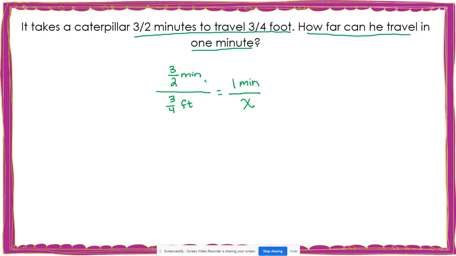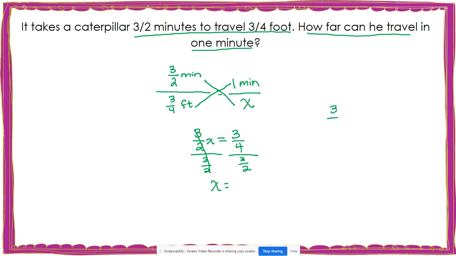So I can cross multiply. 3/2 times x would give me 3/2 x, and then I would make it equal to 1 times 3/4. 1 times 3/4 is just 3/4. Now I can see that x is being multiplied by 3/2, so the inverse of multiplying by 3/2 is dividing by 3/2, which I need to do on both sides of my equation. These will cancel to leave me with x. Now this complex fraction looks very complicated, but it's really not.